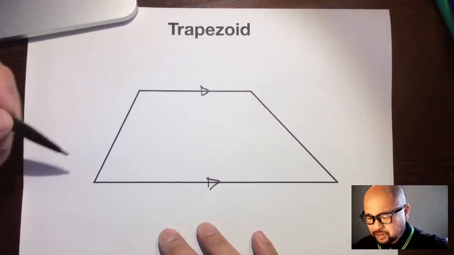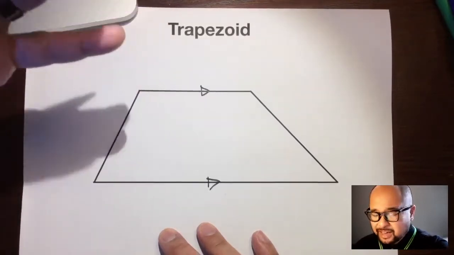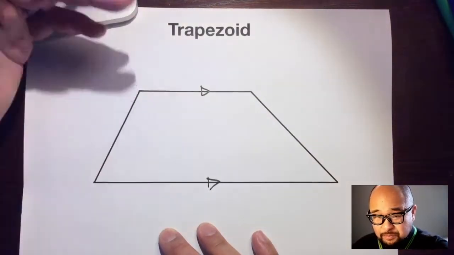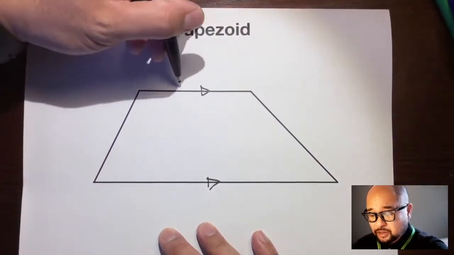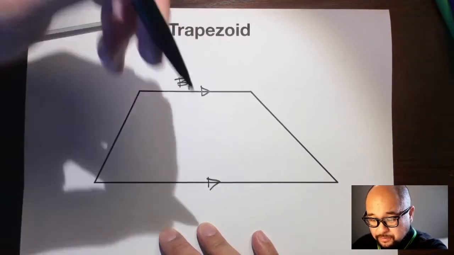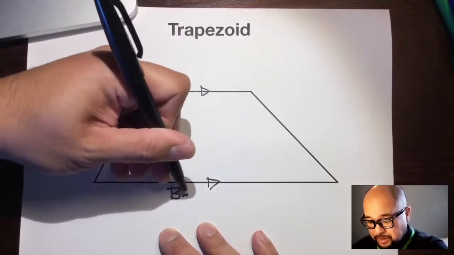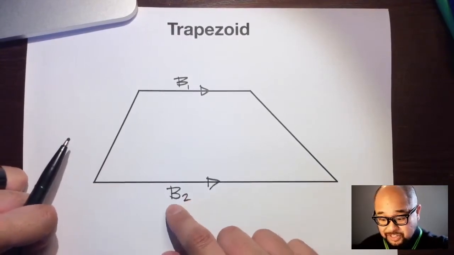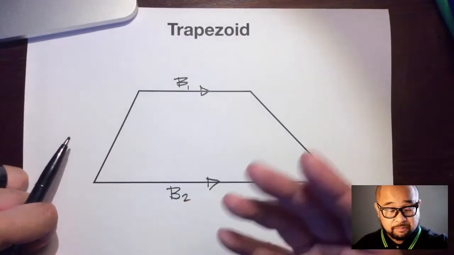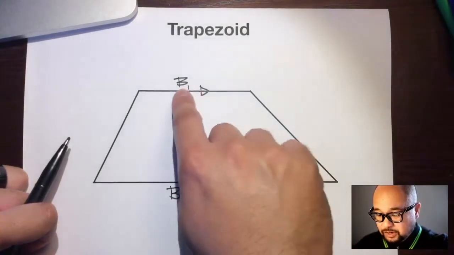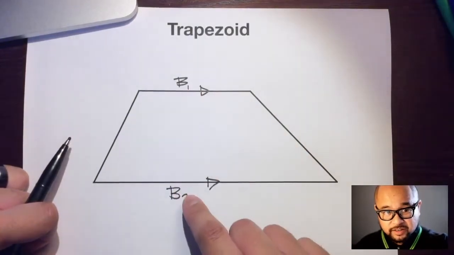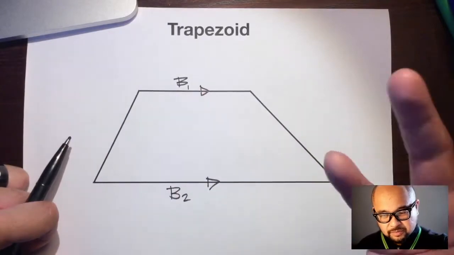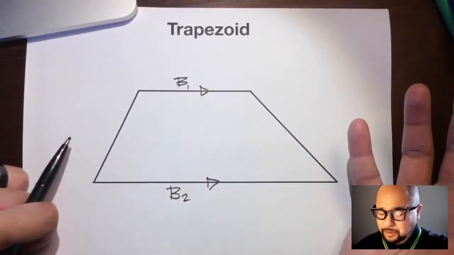And these parallel sides are called bases. If you notice, these bases aren't the same length, so we'll call this one base 1 and we'll call this one base 2. Okay, so this isn't an exponent, this is just base number 2, base sub 2. So here's base 1 and here's base 2. They're two different bases because they're different lengths, but they're parallel to each other.